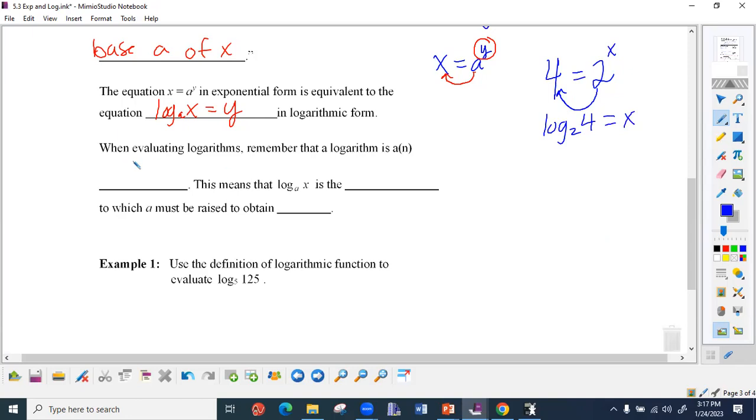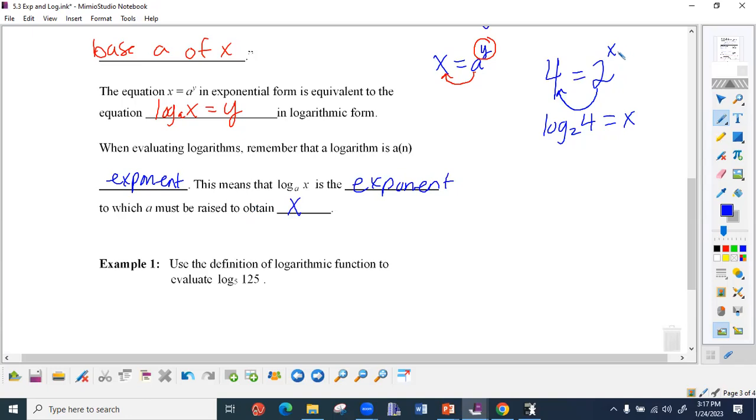All right. When you're evaluating logarithms, remember that a logarithm is an exponent. That means that log base a of x is the exponent that you're looking for. It's going to be raised to the x power. So see how we became this? This is saying 2 to what power equals 4.